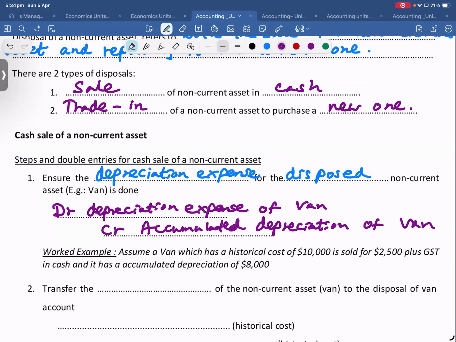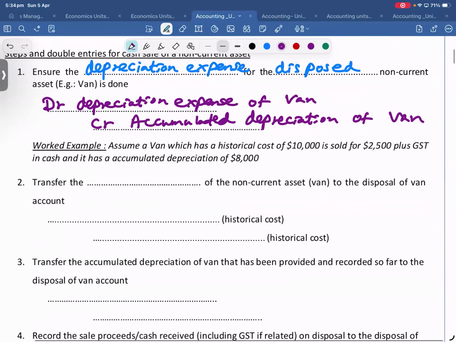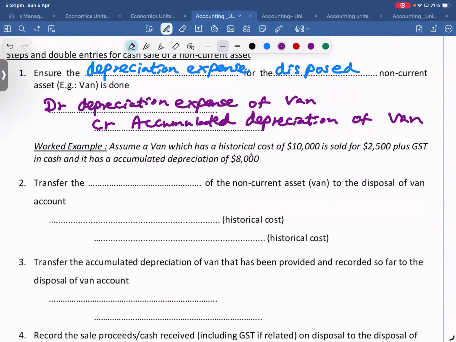Good. All right. Now I have given an example. Assume a van with a historical cost of 10,000 is sold for 2,500 plus GST in cash, and it had the accumulated depreciation of 8,000 by the time it was sold. And remember, guys, in the previous study design, we didn't have GST when selling these non-current assets, but now we have GST. So don't forget it. Even if they don't tell it to you, you need to consider GST.